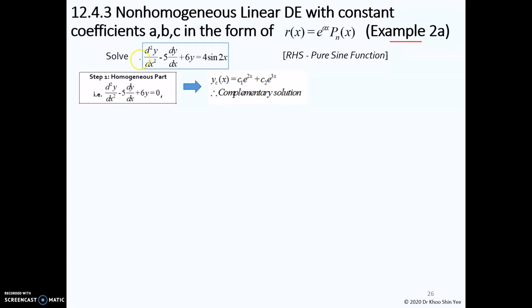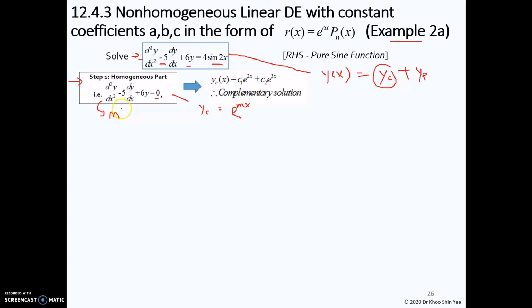In this example, you have a second order ODE with constant coefficient, and your right hand side is a sine function. You are going to find the y with respect to x, and we know that this solution is equal to the complementary solution plus the particular solution. Let's solve the complementary solution first by looking at the homogeneous part. In this case, you let the right hand side equal to 0, and your complementary solution will be in the exponential format. To find the root for the m here, you can form the characteristic equation.